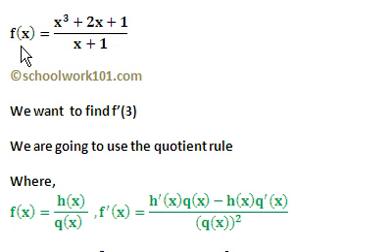Alright, we're going to be taking the derivative here of f of x, and of course this is our formula for doing that. So we take the derivative, so this is like h of x down here, and this is q of x, and I got it written out here. We're going to take the derivative of the top times the bottom minus the top times the derivative of the bottom, all over the bottom squared.